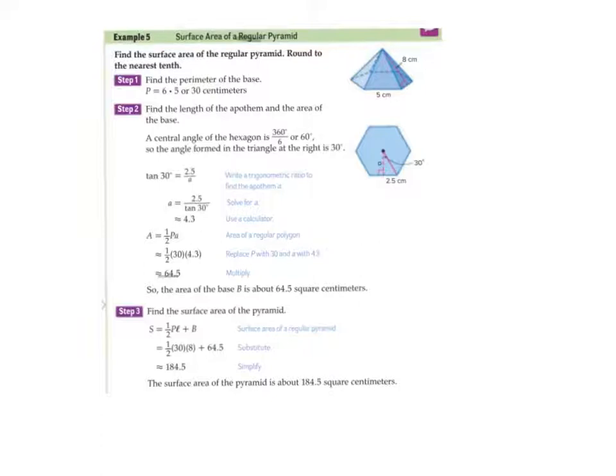And now you've got to find the surface area. Well, basically it's the same, a half PL again, but this time don't forget you've only got one base. Okay, so substitute everything back in again, and don't forget it's the perpendicular height of each face. Okay, so 30 times 8 times a half plus the 64.5 from the base, and you finish up with 184.5.